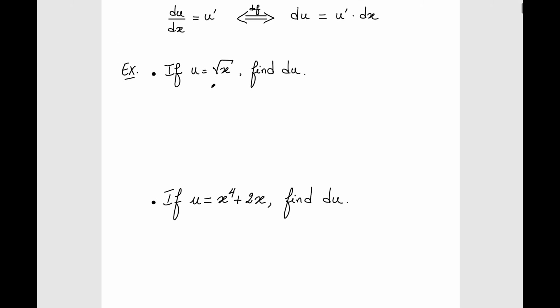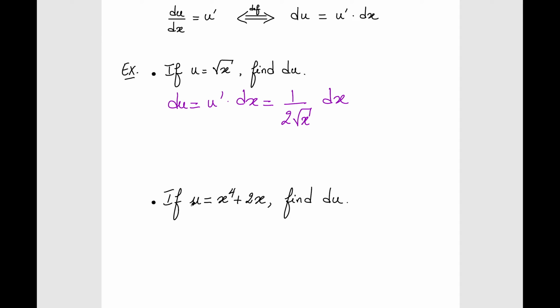For example, if u is the square root of x, find du. Well, we want to find du. Du is u prime dx. So the differential of u is equal to the derivative of u times the differential of x. What's the derivative of square root of x? It's 1 over 2 square root of x. So du is 1 over 2 square root of x dx.